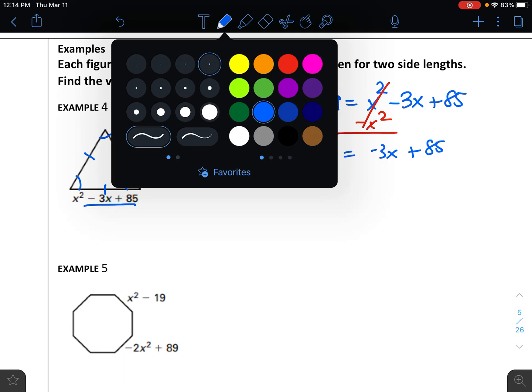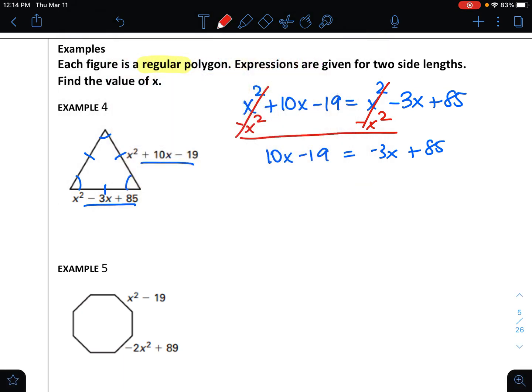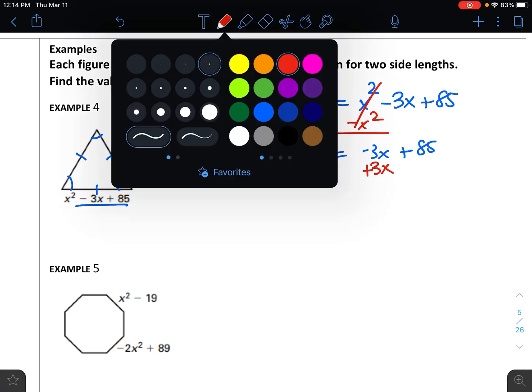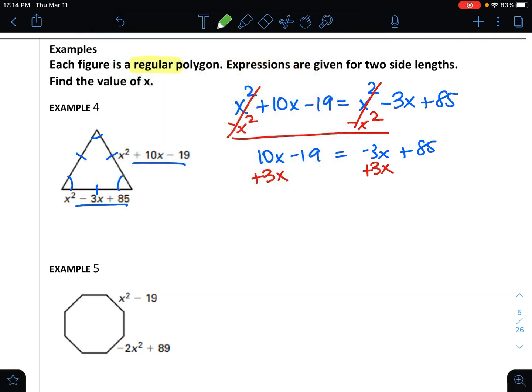So you might find in geometry, if you don't already do this, you might be able to move a little faster through your solving. So I'm going to take my x term and move it over here. At the same time, I'm going to take the number without the x and go the other way. So I sometimes do this in one step. So I'm going to add 3x this direction, and then I'll switch colors just to make it more obvious. Then I'm going to add 19 the other direction.